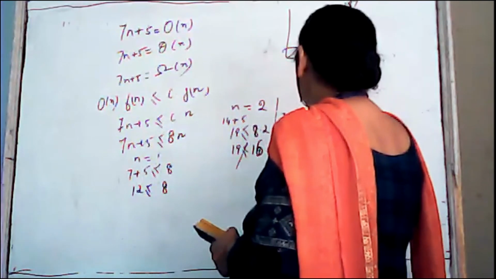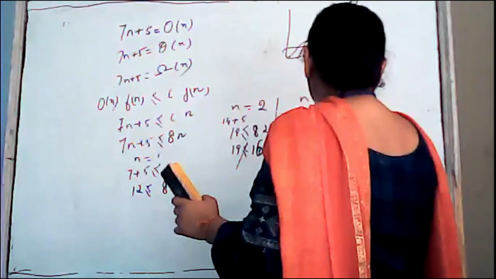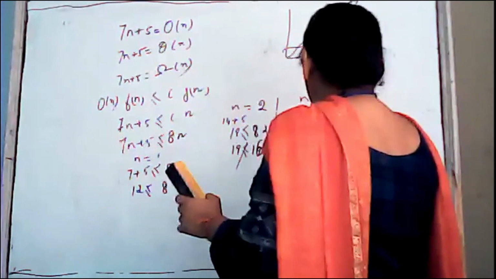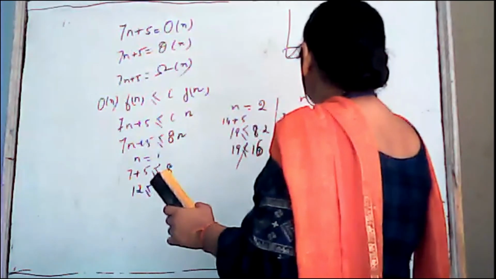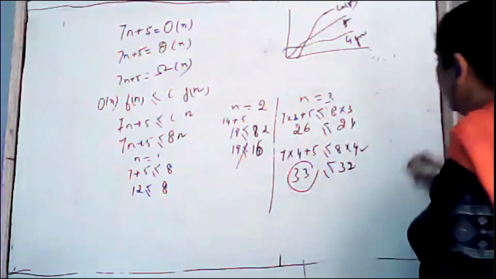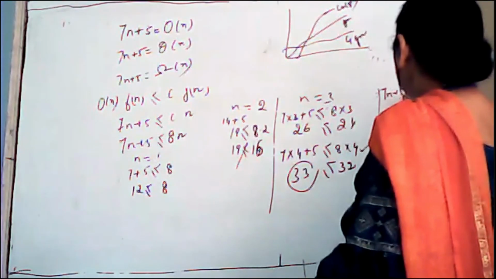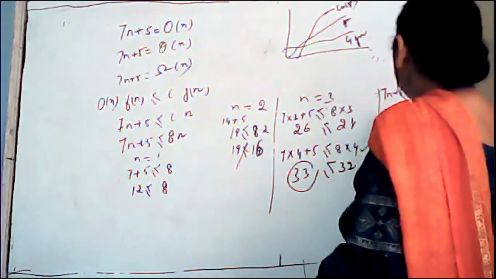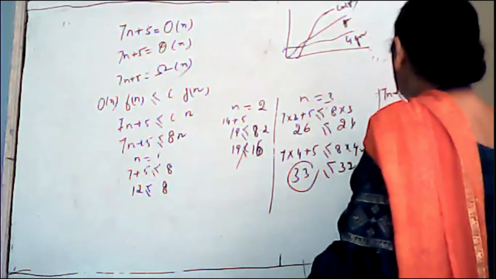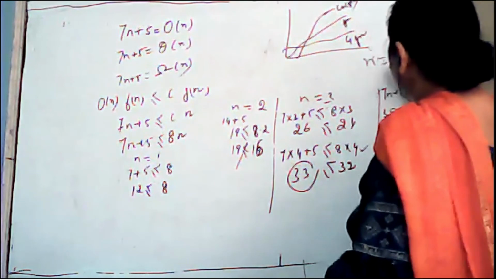Then n is equal to 4. Yes, 8 into 4 would be 32. 7 fours are 28 plus 5, 33. It is not satisfying for n is equal to 4. 7n plus 5 is less than or equal to 8 into 5, that is 40. 7 into 5, 35 plus 5 is 40. So it is going to satisfy for n is equal to 5.